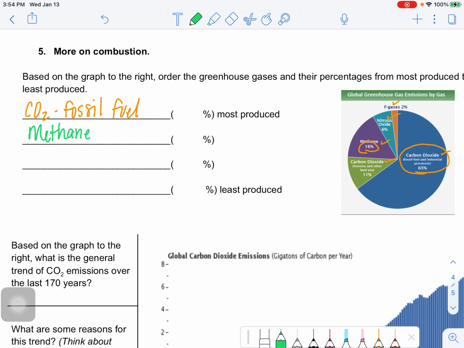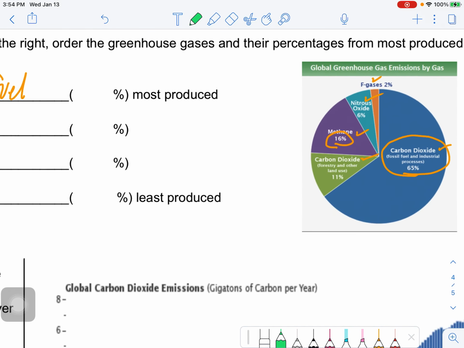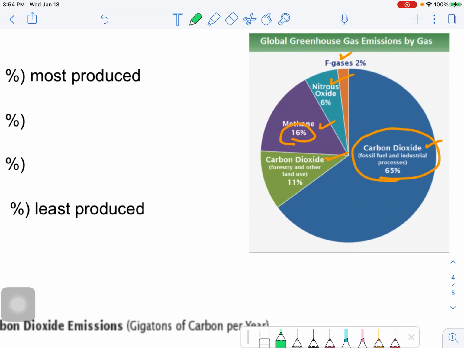Methane is released mostly in the transport of greenhouse gases. It also is related to livestock, which can be releasing that greenhouse gas into the atmosphere. So go ahead and add those percentages in.